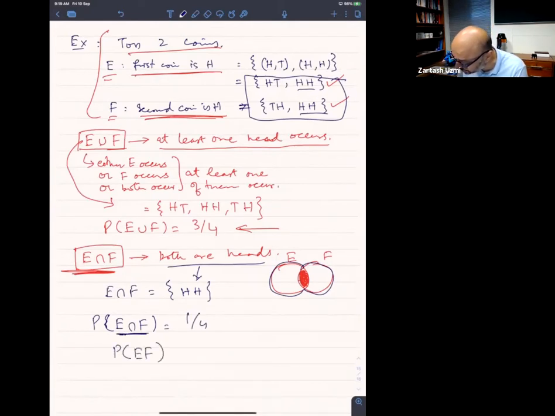Sometimes they don't write the intersection sign. Many books will use this notation, where if there is no intersection sign in between, it means it is an intersection of both, E and F happening together. So this is going to be 1/4.